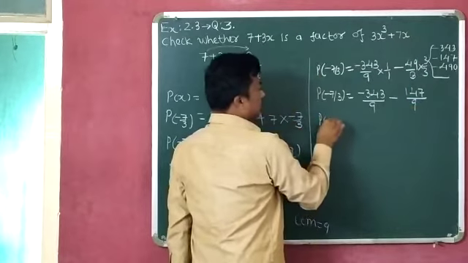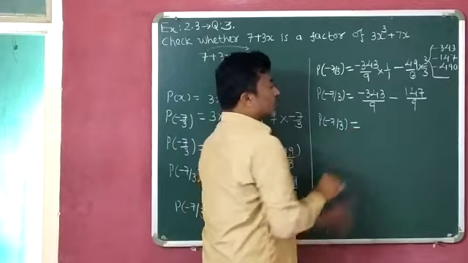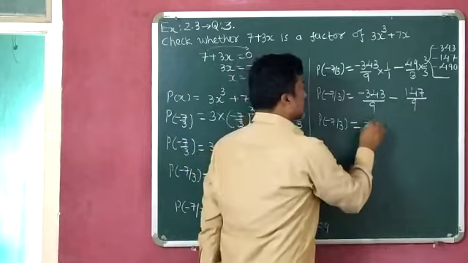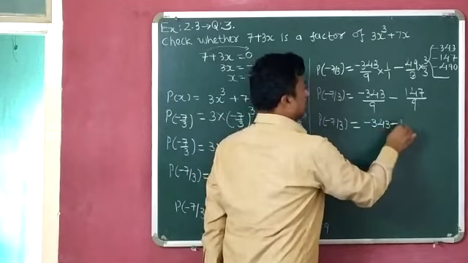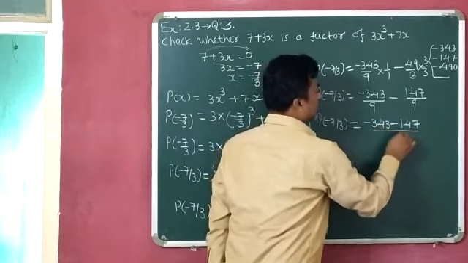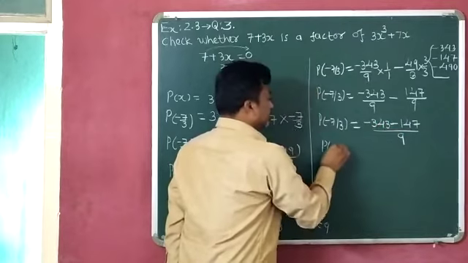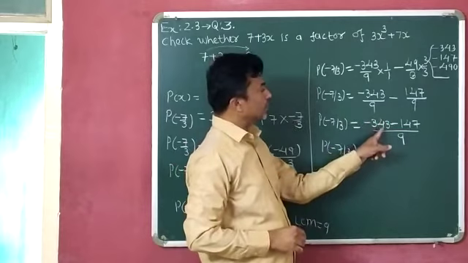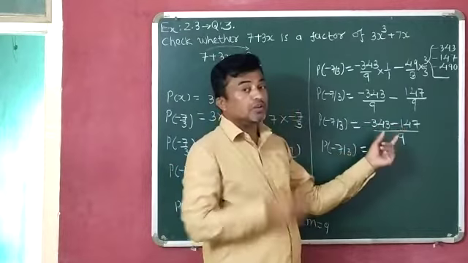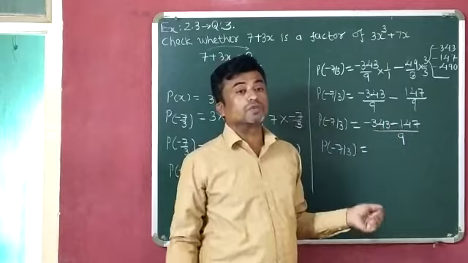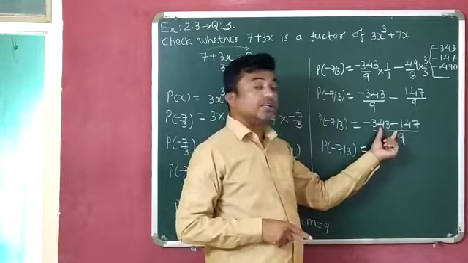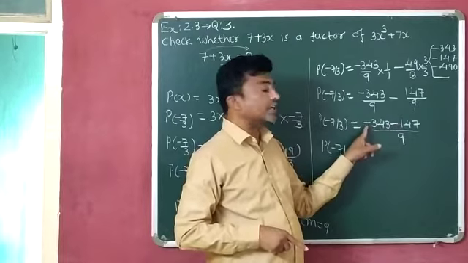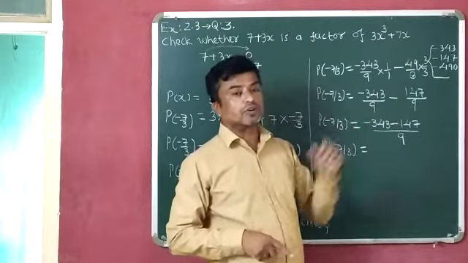Now see children, p(minus 7 by 3) is equal to, denominator same, so we will add or subtract their numerators. So minus 343 minus 147 divided by 9. So p(minus 7 by 3) is equal to minus 343 minus 147. Both integers have the same sign. 147 sign is negative, 343 sign is negative, and it is subtraction of integers.